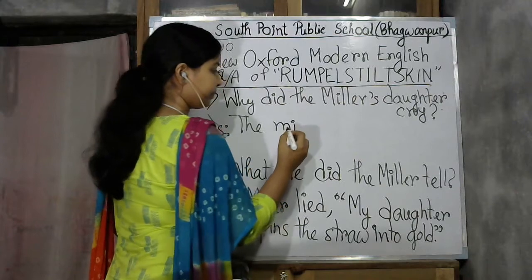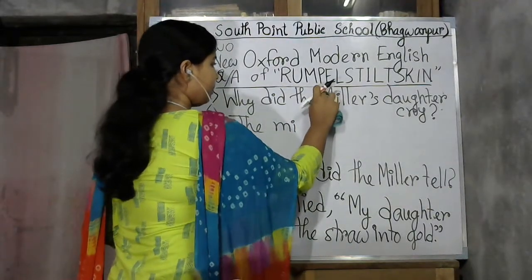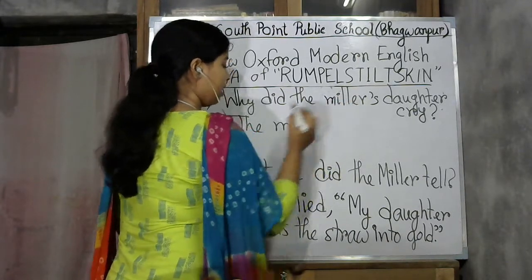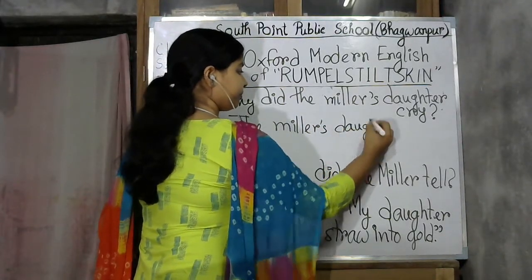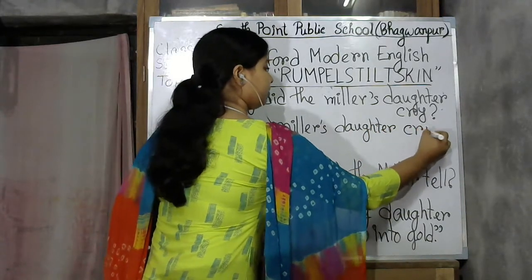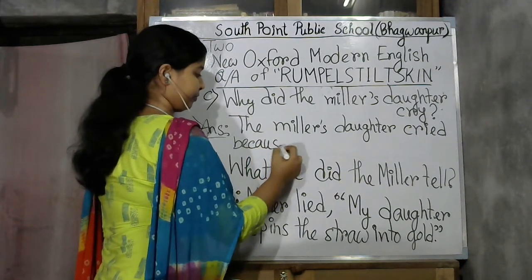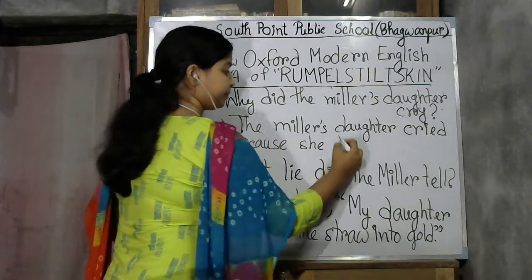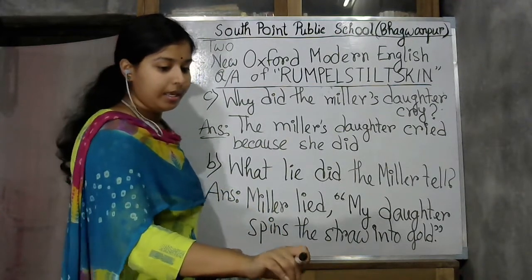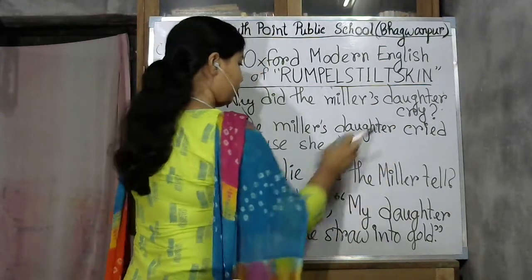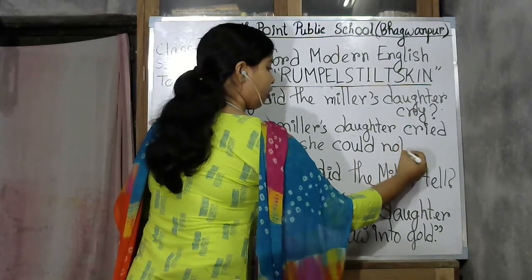The miller's daughter. The M will be in small letter as it is a common noun. The miller's daughter cried because she. Make it short. She could not, C-O-U-L-D, could not spin.